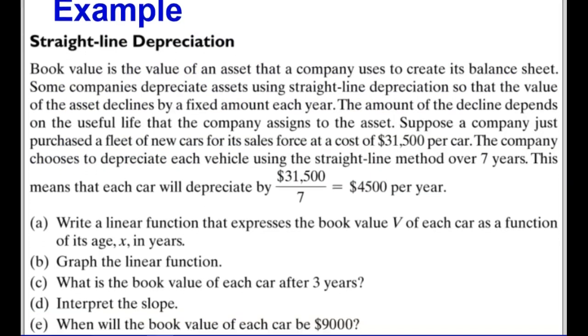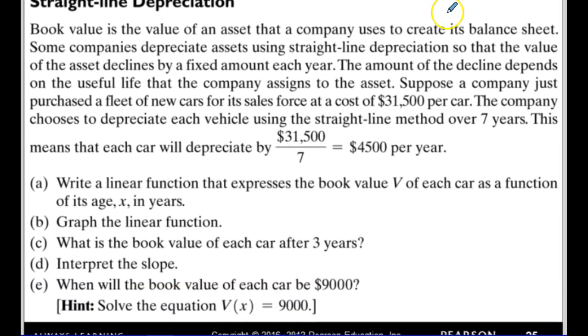Okay, so book value is an asset that a company uses to create its balance sheet. Some companies depreciate assets using a straight line depreciation, so it decreases by a fixed amount each year. So the amount depends on the life that the company assigns to the asset. We'll see this in cars a lot. So here we're actually talking about cars. So suppose a company just purchased a fleet of new cars for its sales force at a cost of $31,500 per car. The company chooses to depreciate each vehicle using our straight line method over 7 years. So that each car depreciates $4,500 per year.